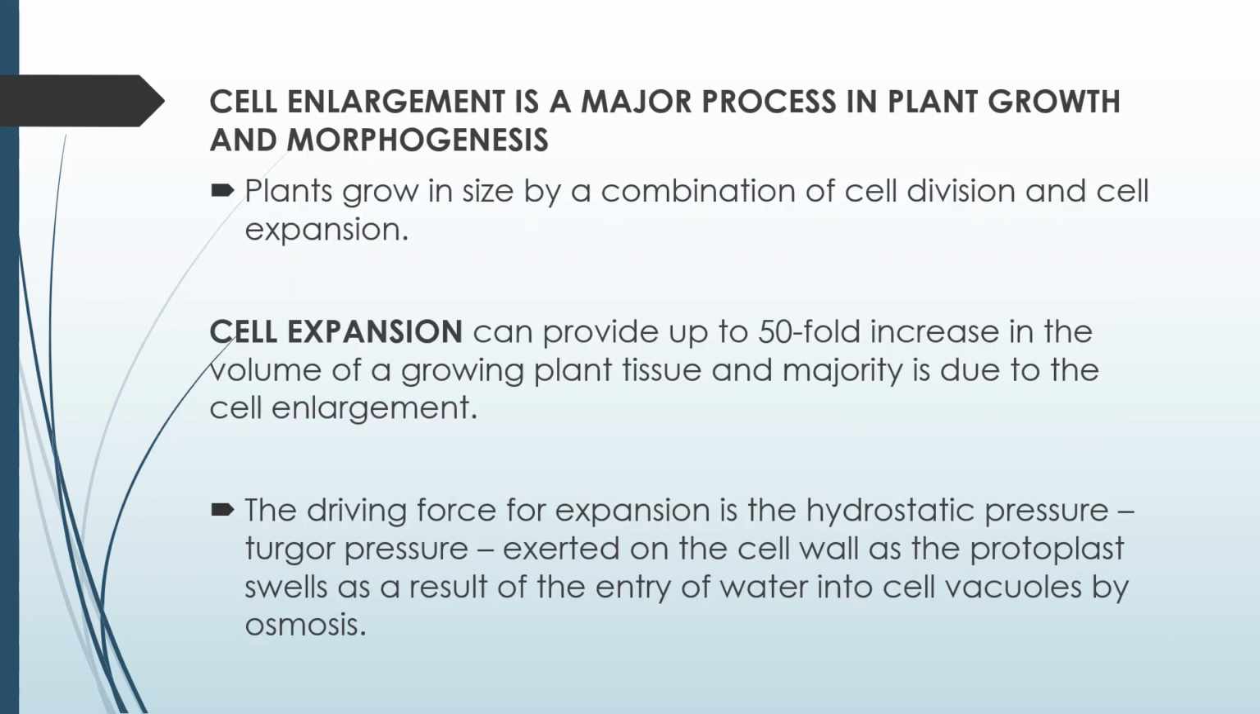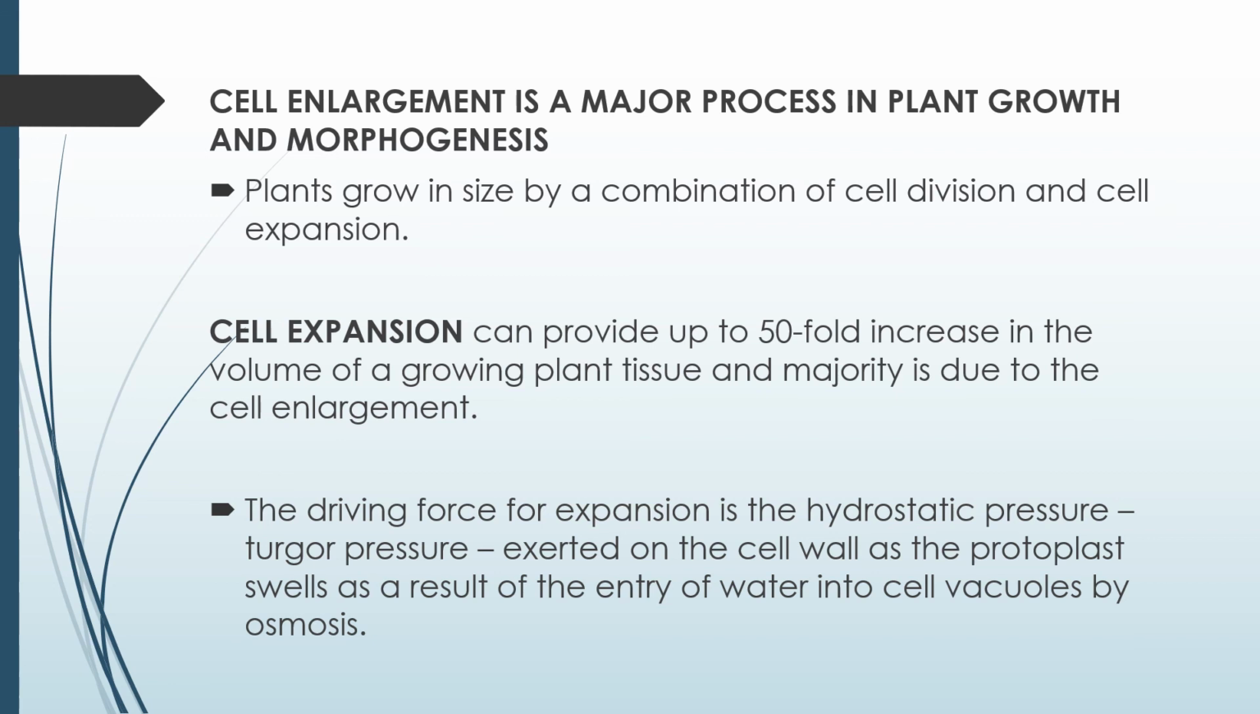So next is the cell enlargement. This is actually a major process in plant growth and morphogenesis. So, in animals it's more likely just reproduction, but for plants, there is cell enlargement that happens. Okay? So, plants grow in size by a combination of cell division and cell expansion.